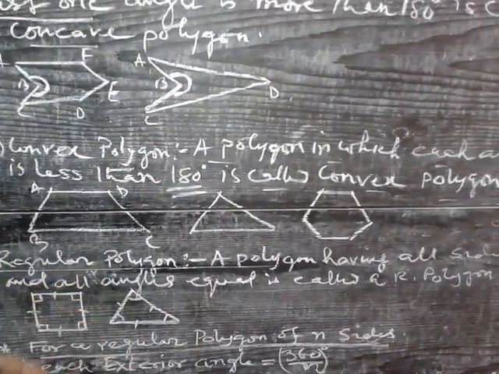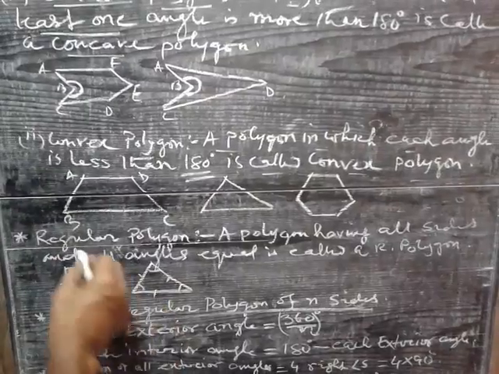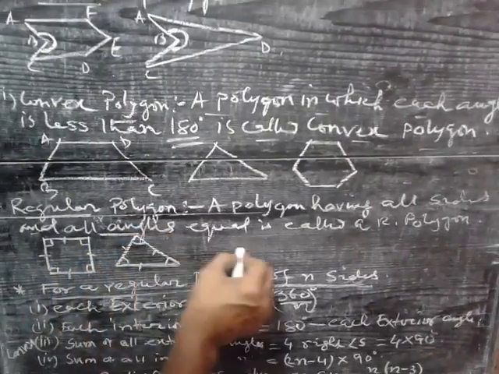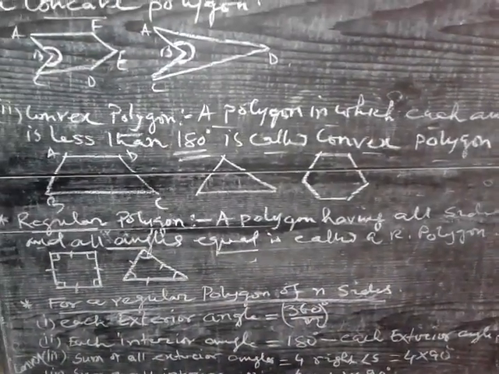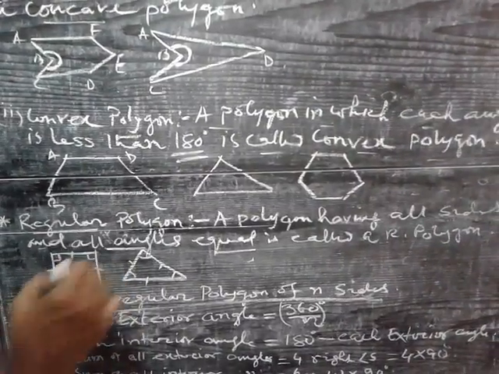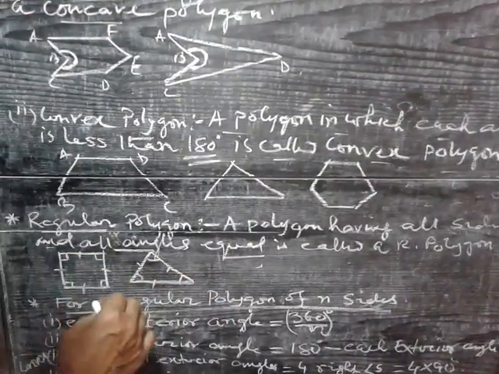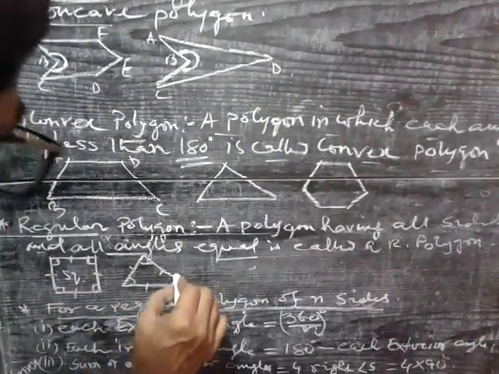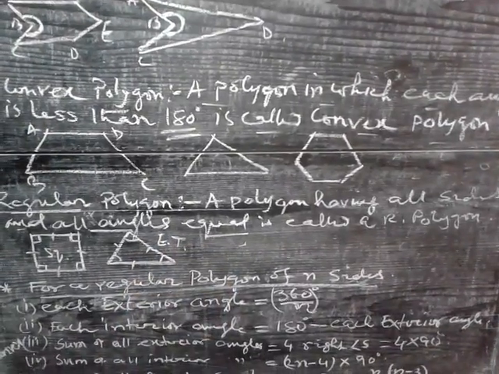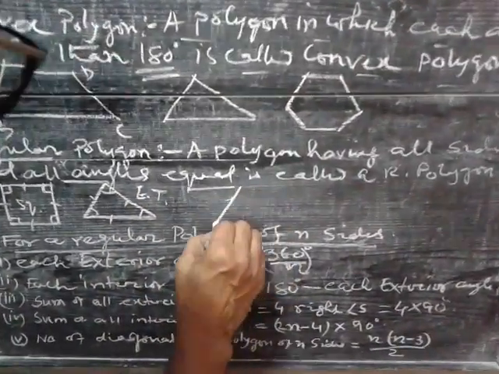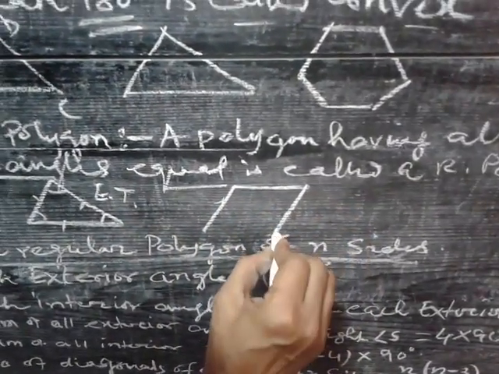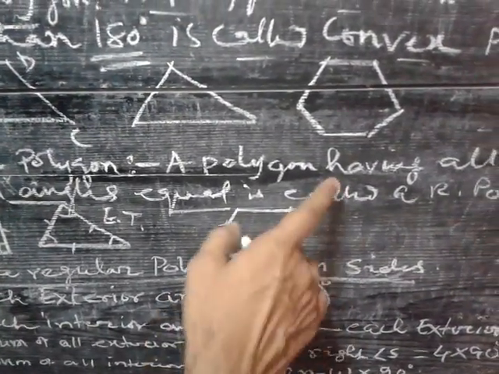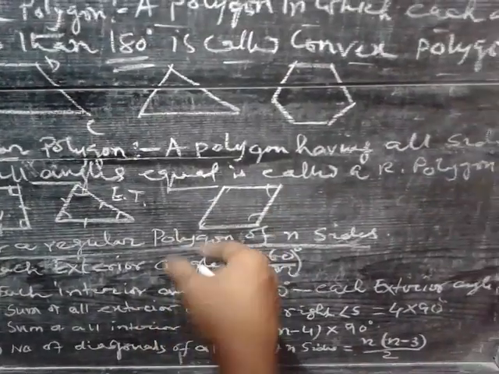Now polygons may be regular or irregular. What is a regular polygon? A polygon having all sides equal and all angles equal is called a regular polygon. Here, if it is a quadrilateral, then it will be a square. If it is a triangle, it will be an equilateral triangle. If I take a rhombus whose sides are equal to each other but the angles are not equal, then this is not a regular polygon. This is an irregular polygon.